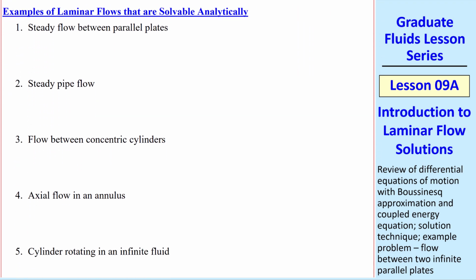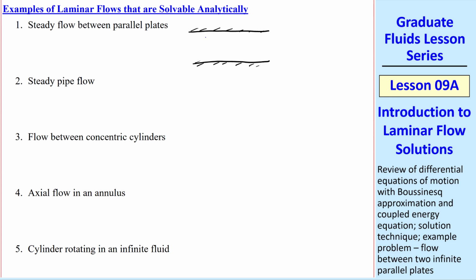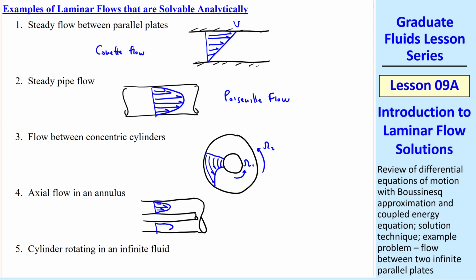First, I'll list some examples of laminar flows that we can solve analytically. Steady flow between parallel plates, also called Couette flow. Steady pipe flow, also called Poiseuille flow. Flow between circular cylinders with any two rotation rates. Axial flow in an annulus.